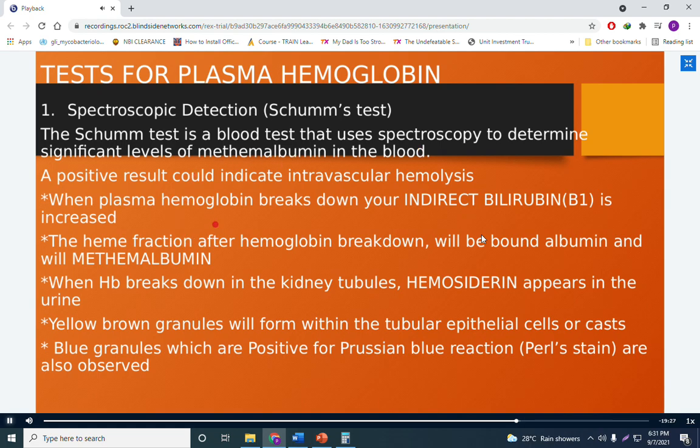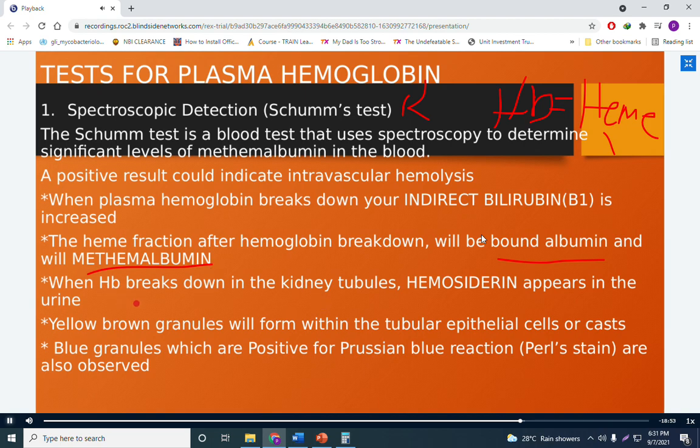So kasi ganito yung class, di ba si hemoglobin nyo, meron yung heme part. Now, kapag yung RBC nyo sumabog, lalabas si hemoglobin. Si hemoglobin nyo, kapag sumabog yan, lalabas yung heme part nyo. Now, sa case na to, sa test na to, yung plasma hemoglobin nyo sinisira. Now, si heme, ngayon nakalabas na, will bind to your albumin, producing what you call methemalbumin.